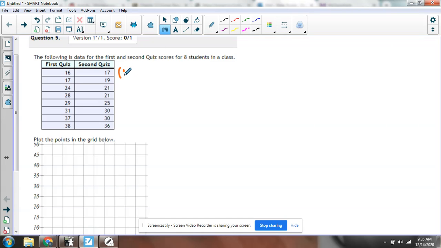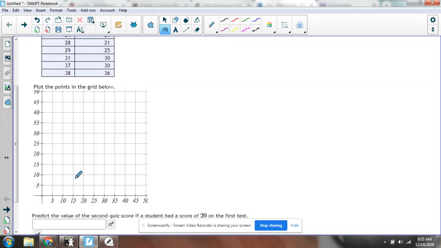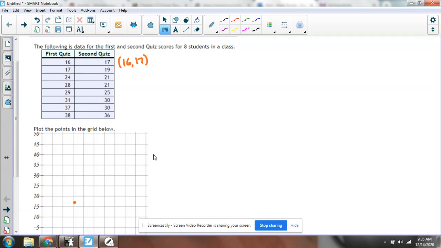This would be 16 comma 17. This would be 17 comma 19. So I'm just going to go through one by one. 16 comma 17 would be right here, over to 16, up to 17, right about there. And you just do that for all of them. It's kind of tedious.